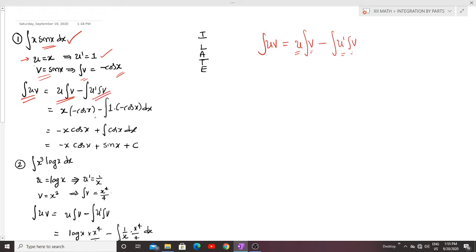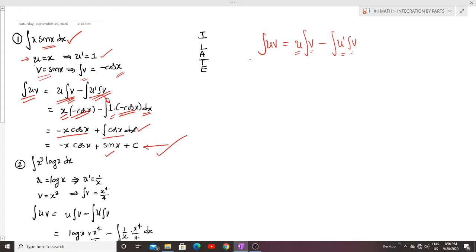So u integration v, u means x, integration of v means minus cos x, minus u dash, which is 1, into minus cos x into dx. Then it is minus x cos x plus, because minus into minus is plus, integration of cos x into dx. And the integration of cos x dx is again sin x plus c at the final step. Hence we got the answer.